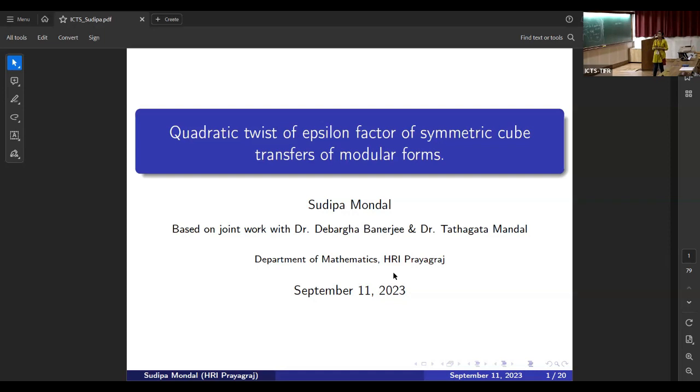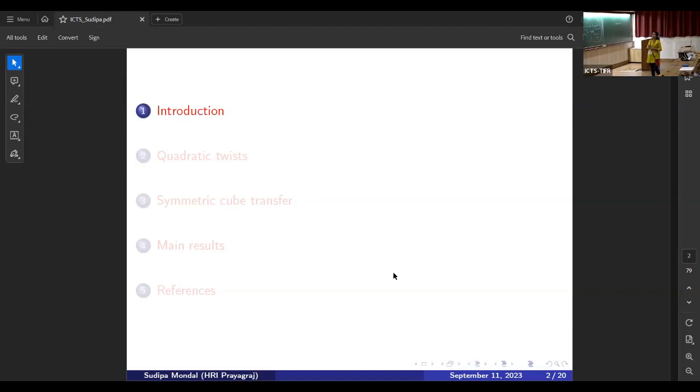So as you can see, the title of the talk is Quadratic Twist of Epsilon Factor of Symmetric Cube Transfers of Modular Forms. So first I will introduce what it means by epsilon factor. Then I will talk about quadratic twist, quadratic character, and then we'll talk about symmetric cube transfer, and then we'll state the main results.